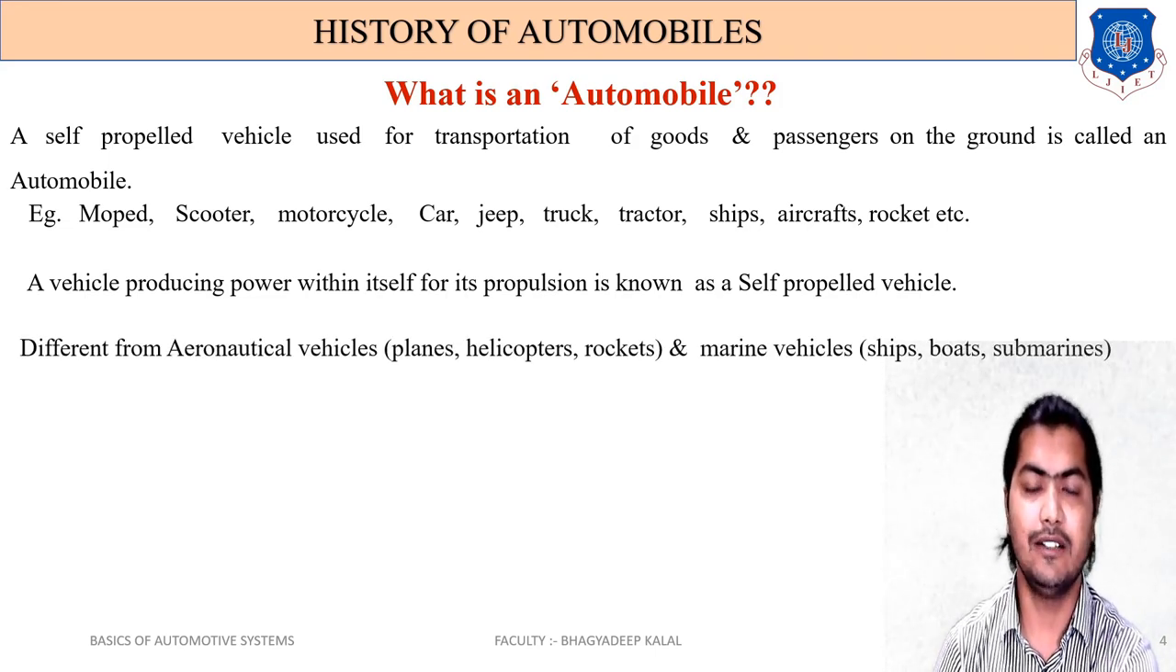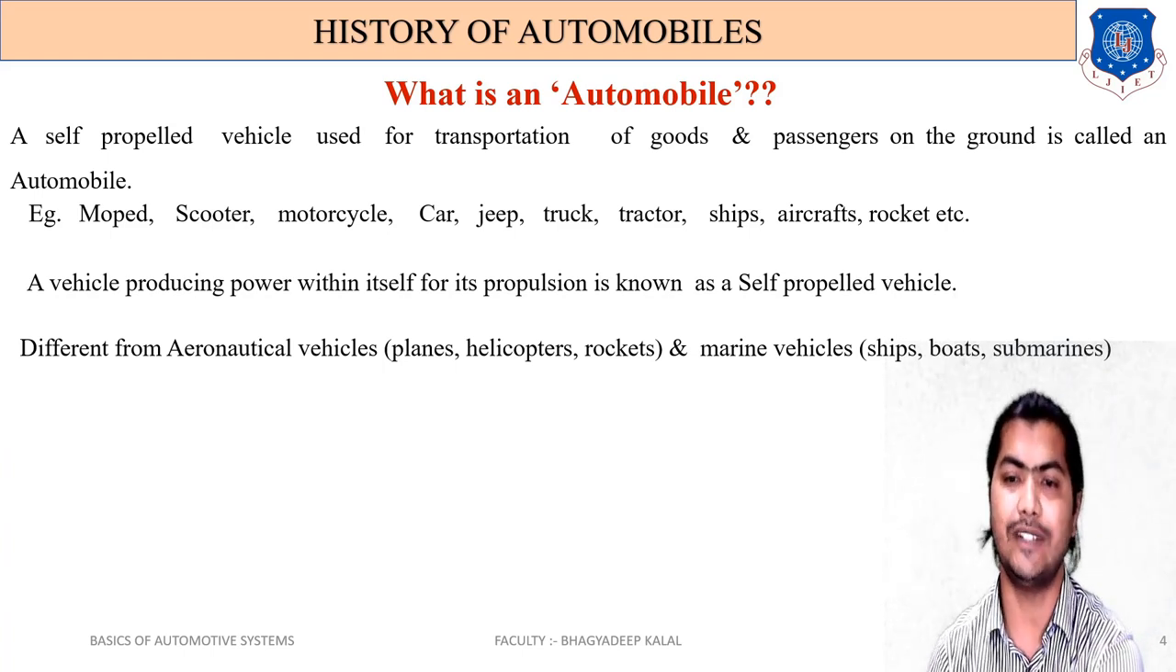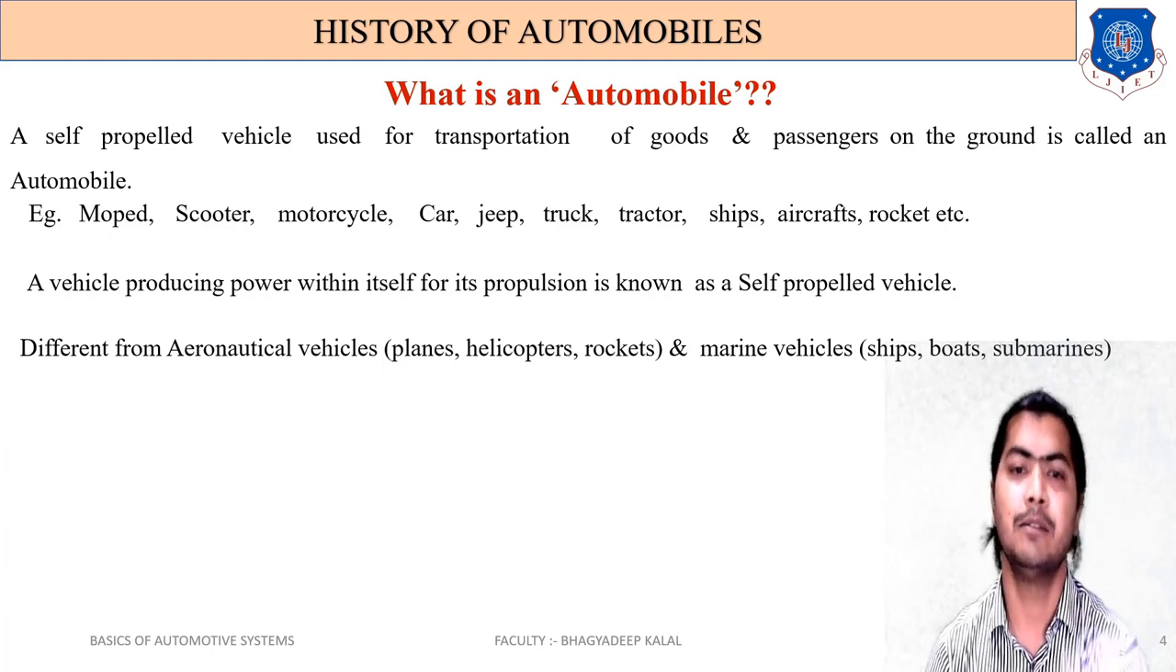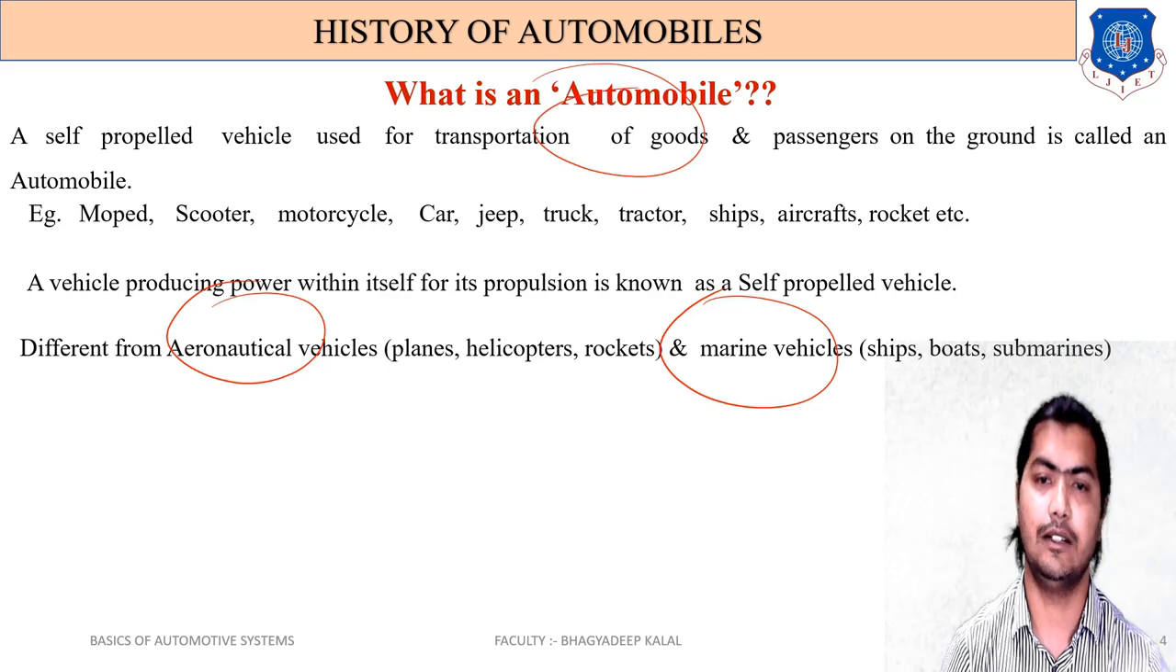Different from aeronautical vehicle, automobile vehicle and aeronautical vehicle. Aeronautical vehicles include plane, helicopters, rocket, etc. In marine vehicles, ships, boat and submarine are the marine vehicles. Basically three types. One is the aeronautical. Another is the marine vehicles and the third is the automobile.